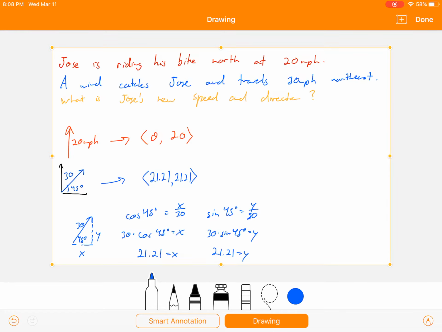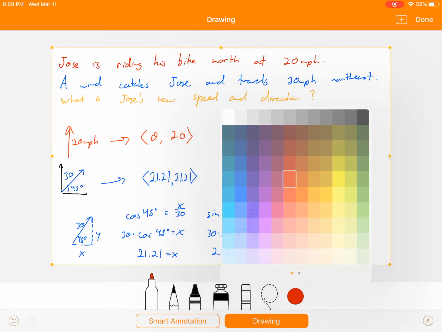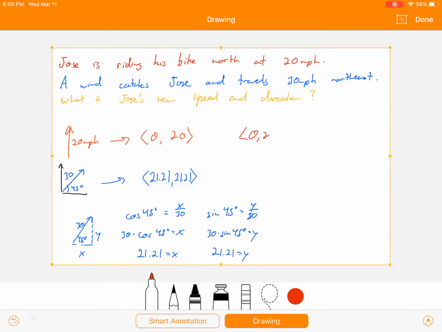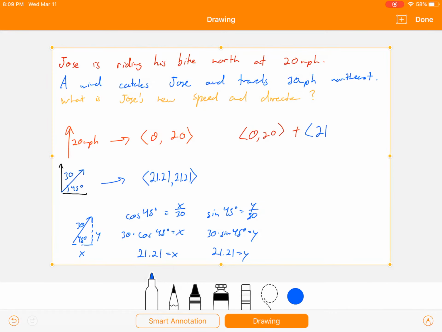So now the second major aspect of this problem, it asks us what is Jose's new speed and direction. So what is Jose's speed and direction after the wind? So the way you want to think about this is, what is Jose's speed if you apply the wind to it? So if you take Jose and you add the wind, so Jose has been pushed by the wind, what happens to him?